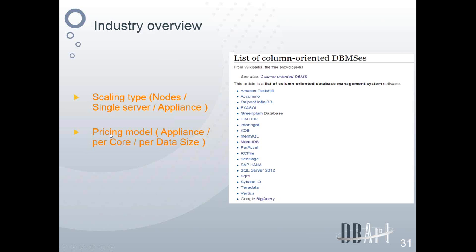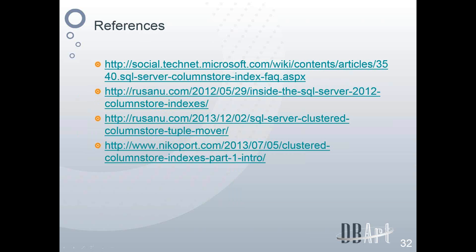Another thing to consider is the pricing model. An appliance is an appliance, Teradata, for example. SQL Server charges per core. Vertica, ParAccel, and Exasol charge per data size. They measure the raw data that you load into your tables, and bill for data. Those are two considerations that you should know when you consider which solution to choose for a column-oriented database management system.